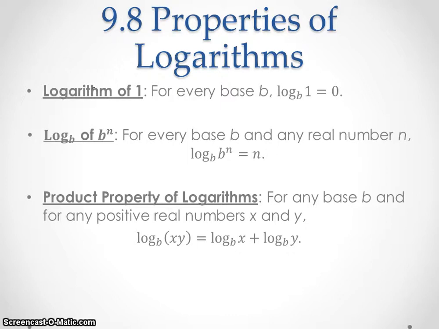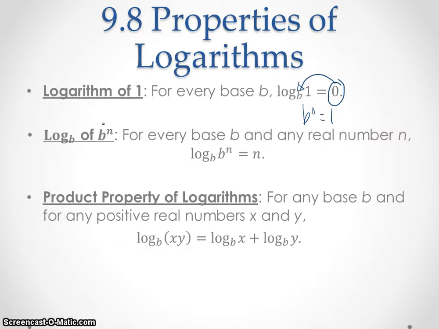So, logarithm of 1, just to start out, your first definition, is for every base b, log base b of 1 is 0. And the reason for that is, if we write this as an exponential, we'd have b to the 0 power equals 1. So anything to the 0 power is 1, so that makes sense. So for every base b, if you take the log of 1, it's going to give you 0 every single time. Okay, so that's one property we get to remember, just something that might make our lives a little easier.